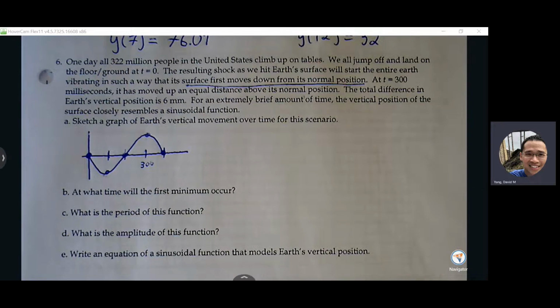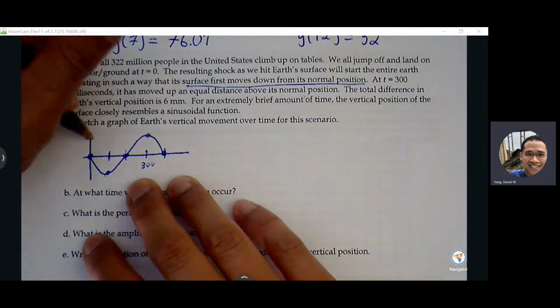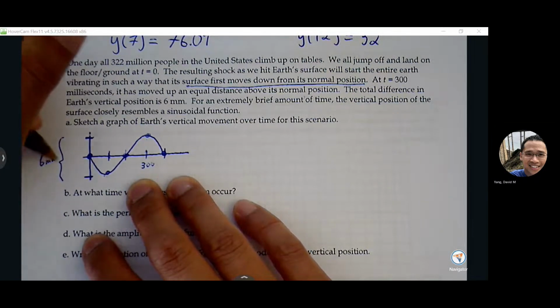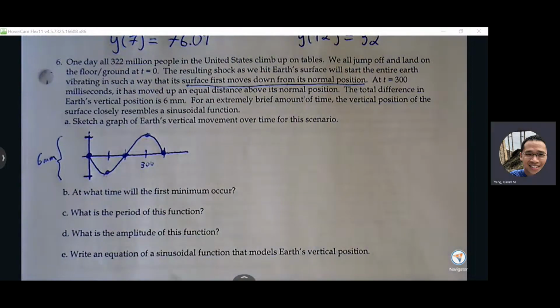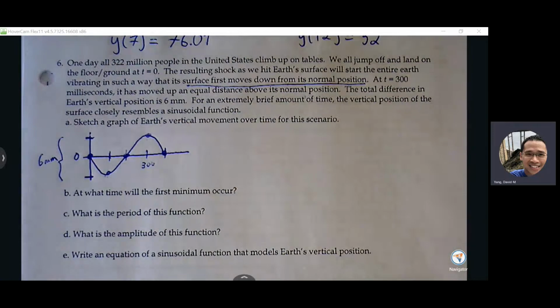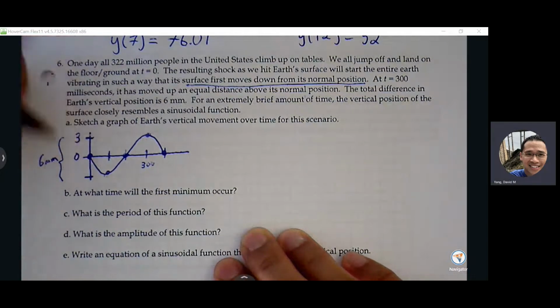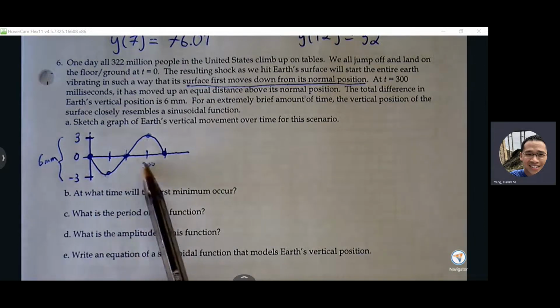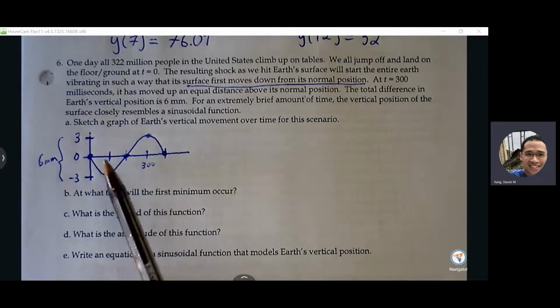The total difference in the position is 6 millimeters. If equilibrium is 0, then what's the highest and lowest that this surface is going to be? 6 is the total, so the highest is going to be 3 and the lowest is -3. So it's going to be a little bit below what we consider the normal position. And if we know that it takes 3 tick marks to get to 300, we can guess what the others are.